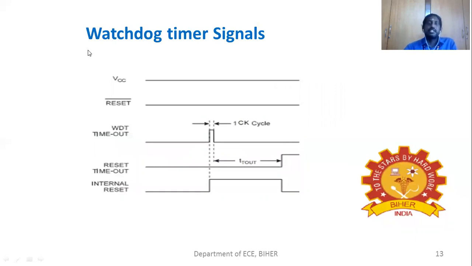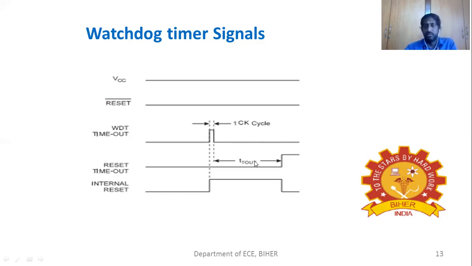These are the various Watchdog timer signals. So supply is there. The reset is an active low signal. So whenever issues occur, you need to reset your microprocessor or the embedded system connected to your Watchdog timer. So this is the Watchdog timeout signal for one clock cycle. This is the Watchdog time period, you can see. And this is the reset timeout.